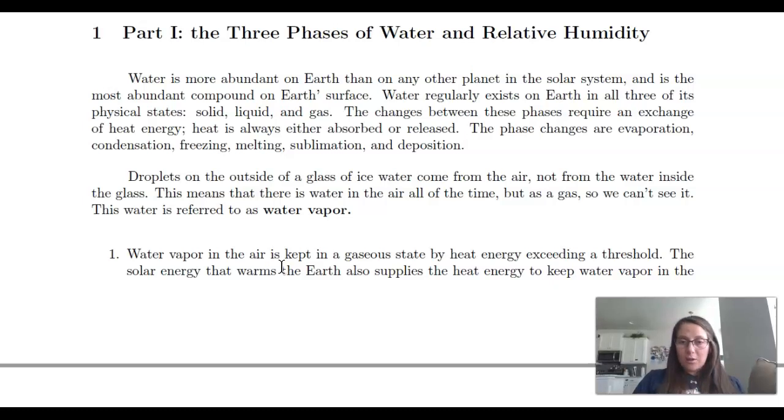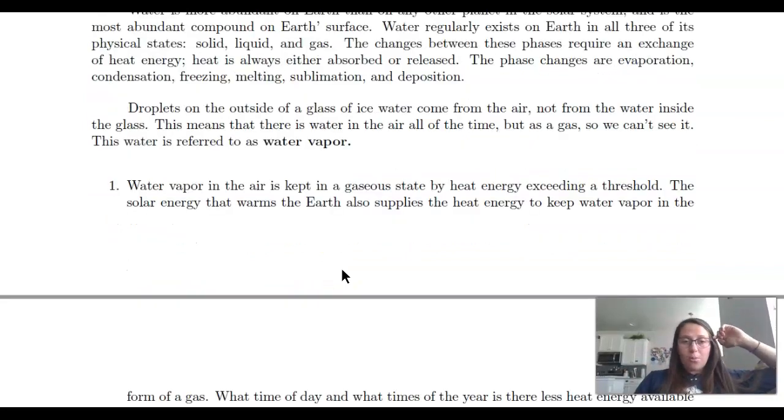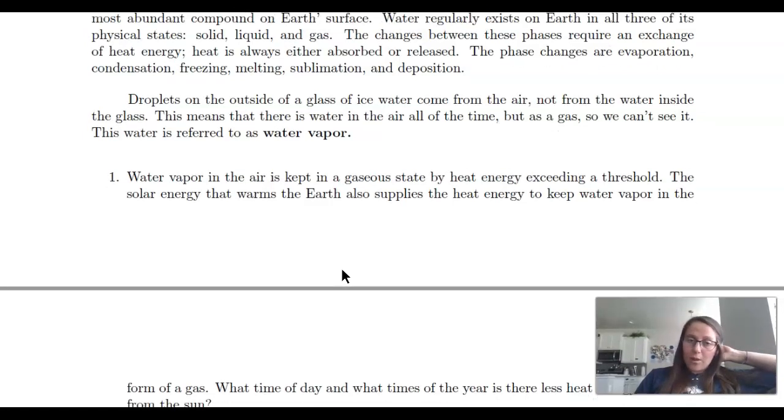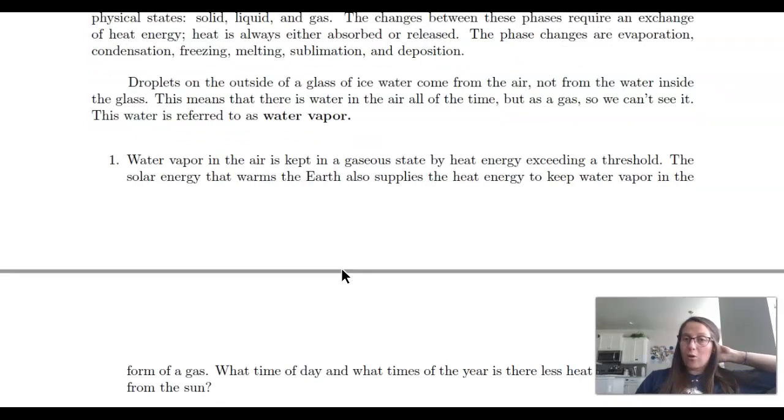The changes between these phases require an exchange of heat energy. Heat is always either absorbed or released. The phase changes are evaporation, condensation, freezing, melting, sublimation, and deposition. So all of those are the changes from one of those phases to the other. Droplets on the outside of a glass of ice water come from the air, not from the water inside the glass. This means that there is water in the air all of the time, but as a gas, so we cannot see it. This water is referred to as water vapor.